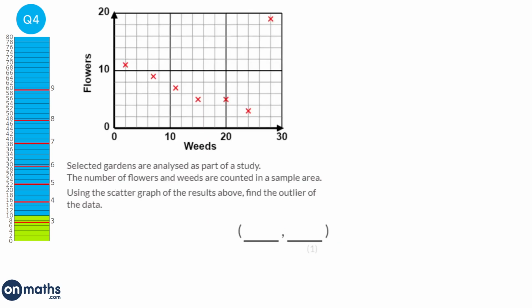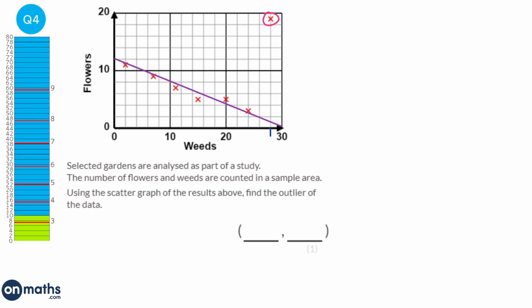On a scatter graph, an outlier is a point which doesn't fit the pattern. As we can see here, all of these coordinates fit a nice line going down, so they all are showing a trend. But we've got this point here that's nowhere near that trend at all, and that's what we call an outlier.